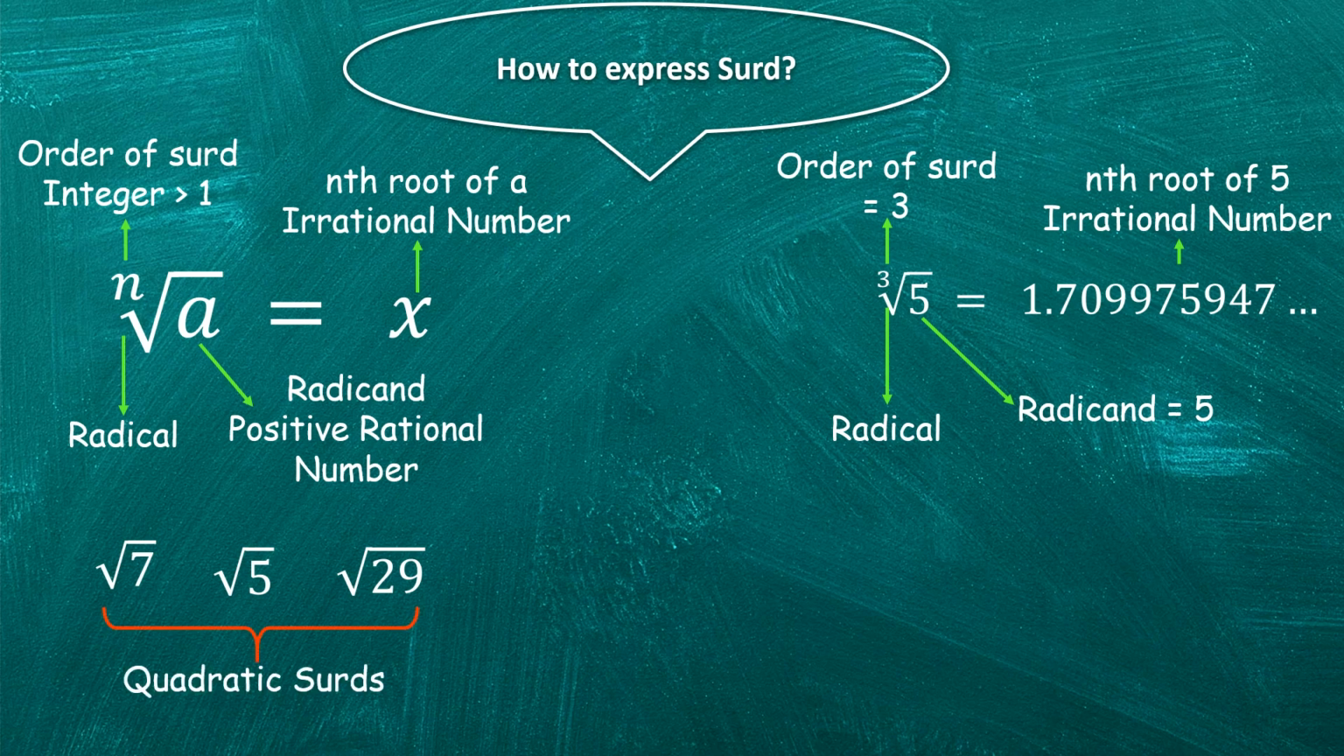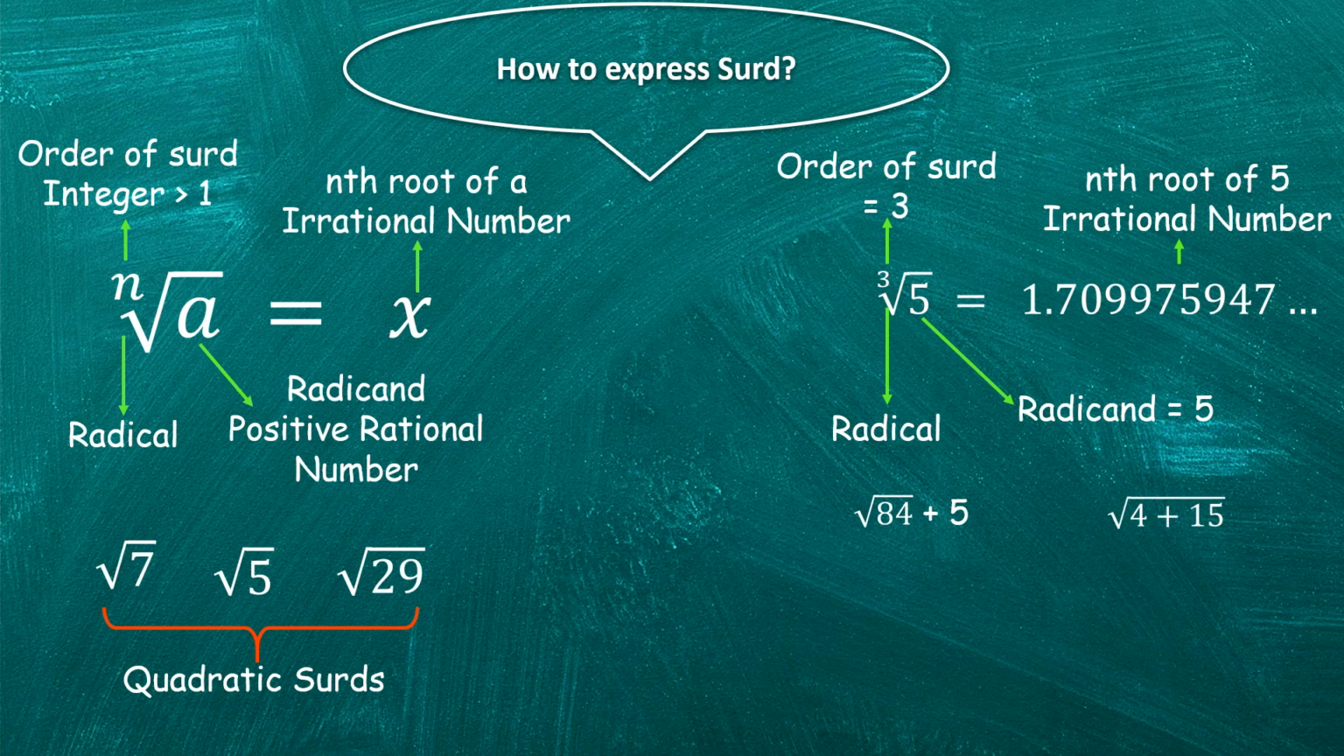These are also called quadratic surds. In surds, the length of the radical sign matters. We'll see it with the help of an example. Here root 84 plus 5. Here the length of the root sign is up to 84. So first we'll have to simplify root 84 and then we'll have to add it to 5.